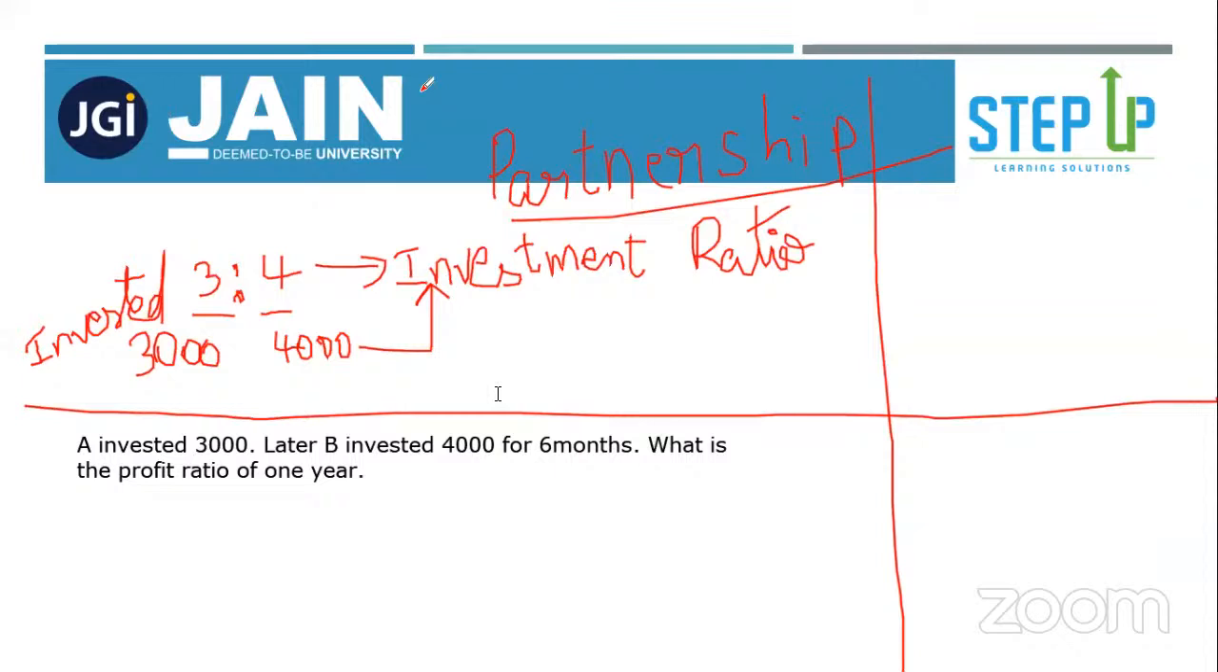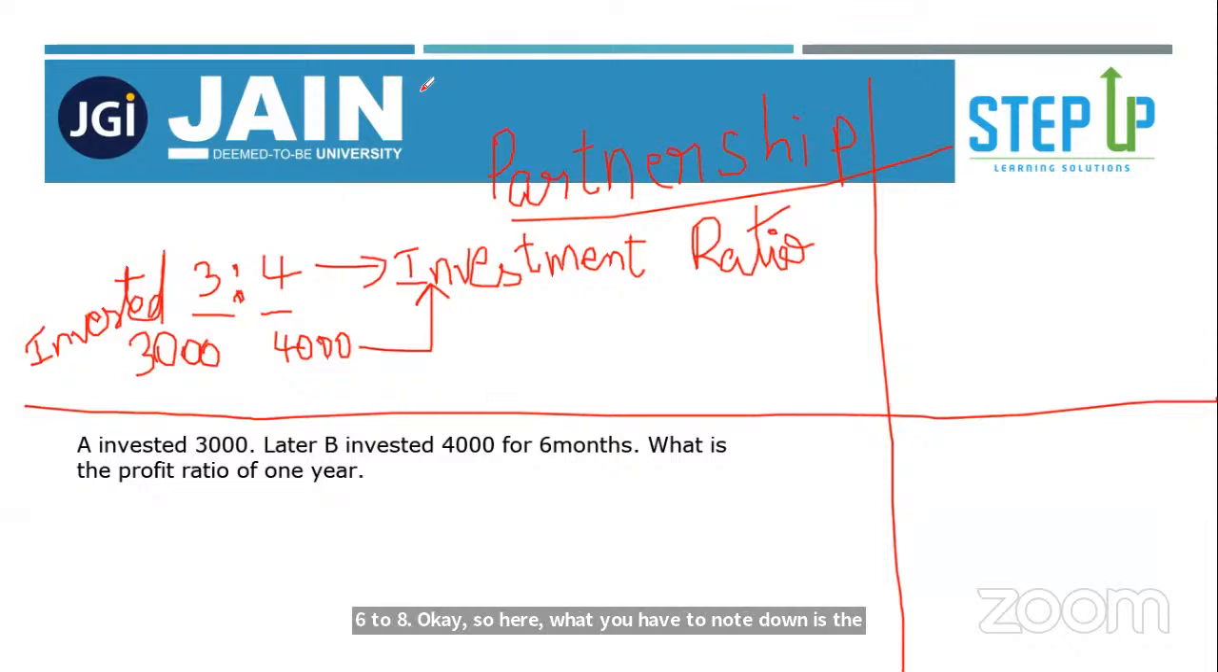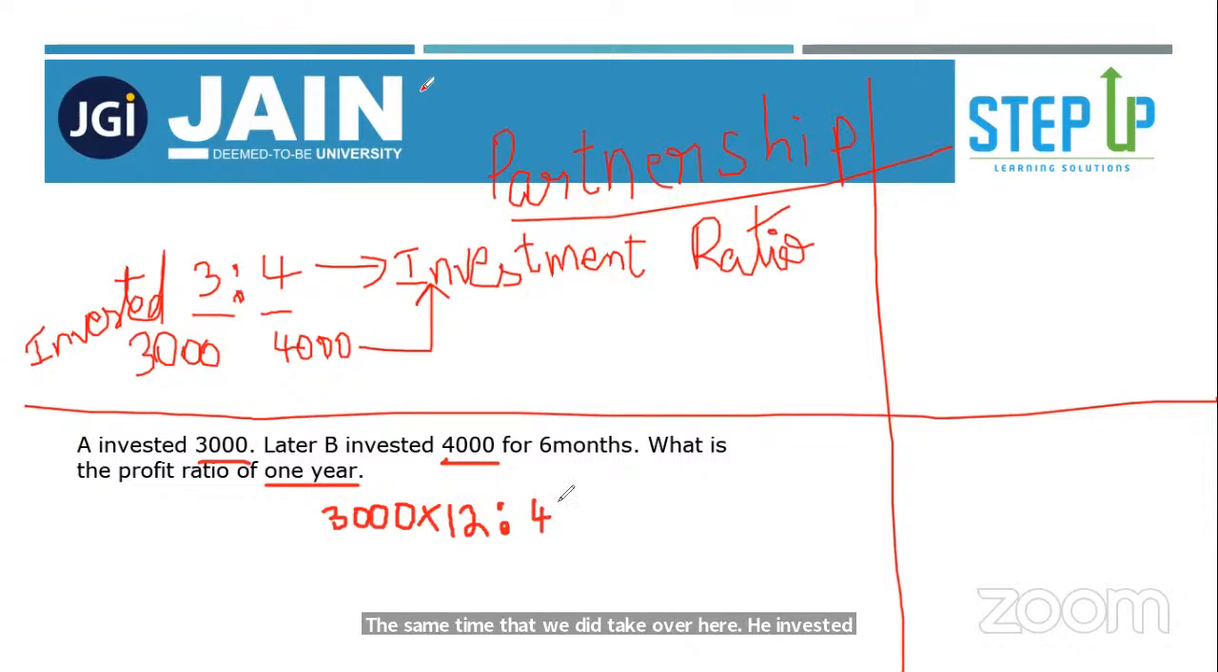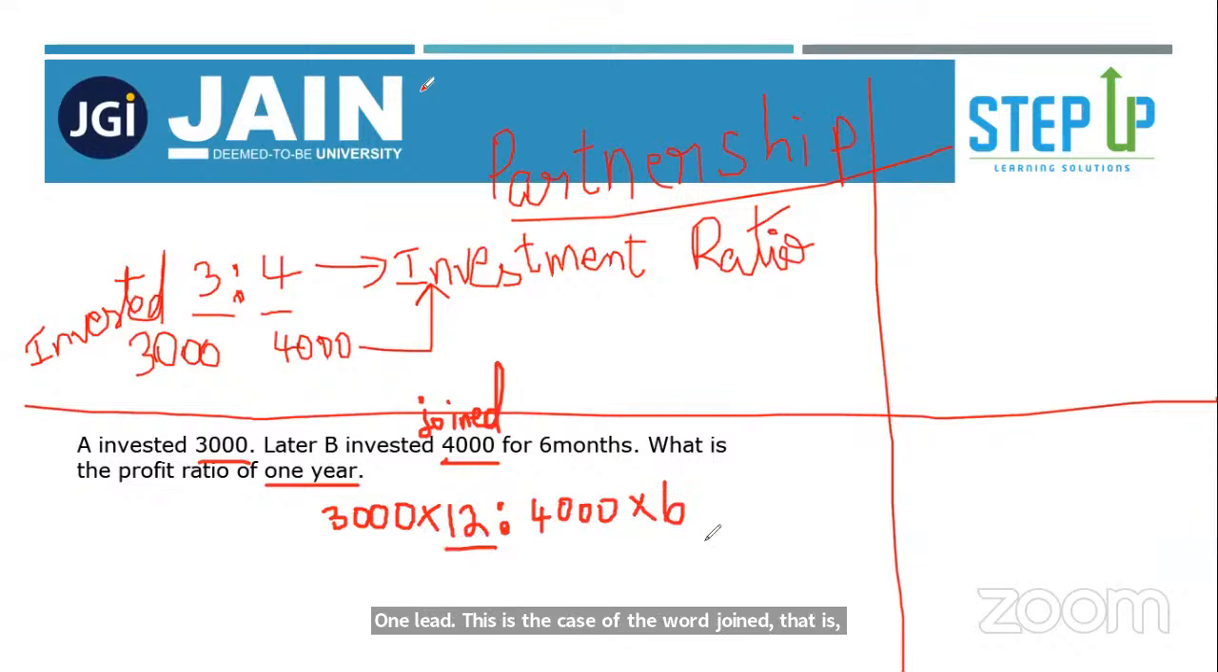Okay. So here what you have to note down is, it's about 4,000 and 3,000, the amount, and profit for 1 year. So 3,000 I have to multiply by 12 months. At the same time, B invested only for 6 months. Later B invested, that means B joined after 6 months only. This is the case of the word joined. That is 4,000 into 6. So for 1 year, this is into 12 and this is 6.